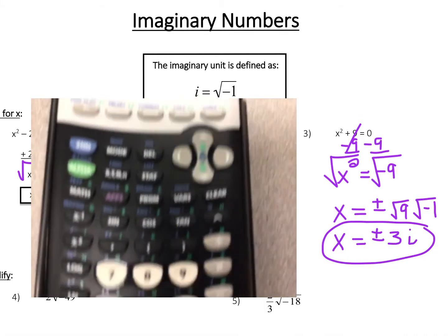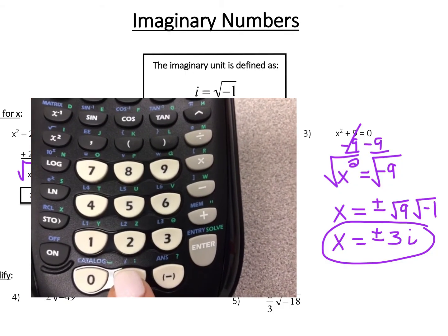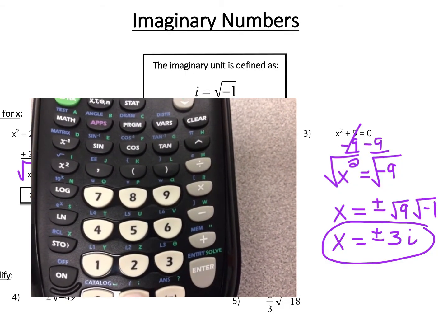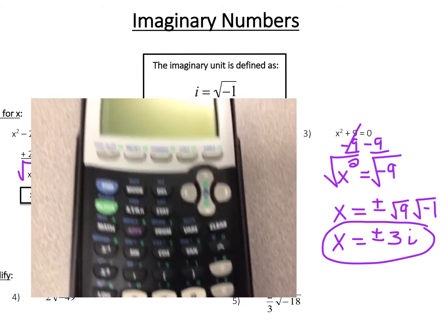Okay, and one more thing that I want to show you. There's an i button in your calculator. If you look down, see on top of the decimal right here, there's a little i. If you hit the second button and then the decimal point, it'll type i in your calculator.